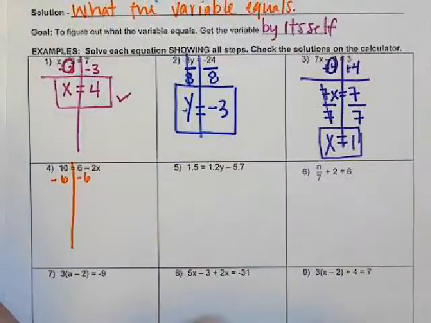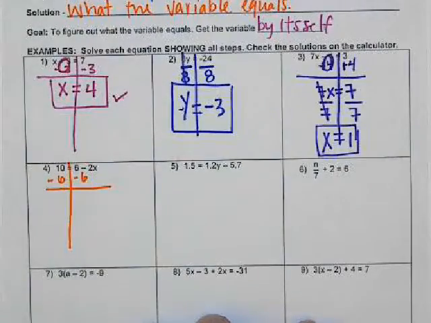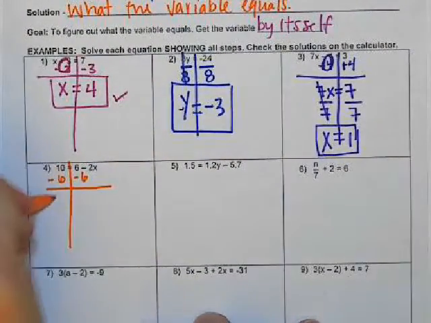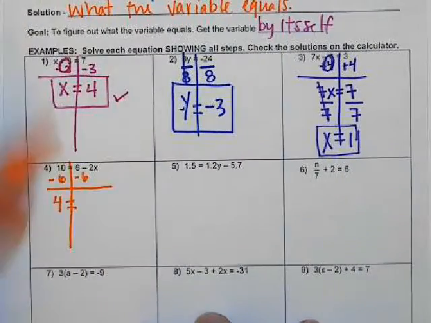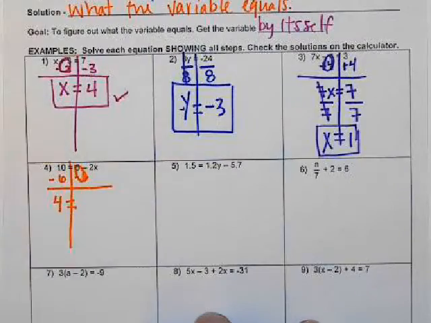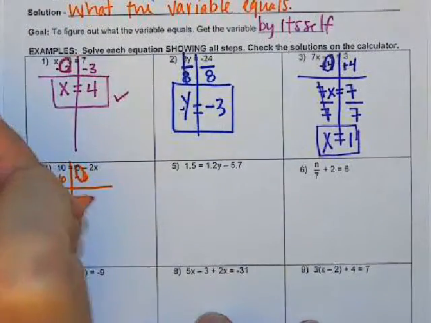Now I'm ready to subtract, so I'm going to draw my line. And I'm going to work left to right like I'm reading a book. What is 10 minus 6? 4. Equals 6 minus 6 is what? 0. And I'm left with what? Not just 2x, but negative 2x.